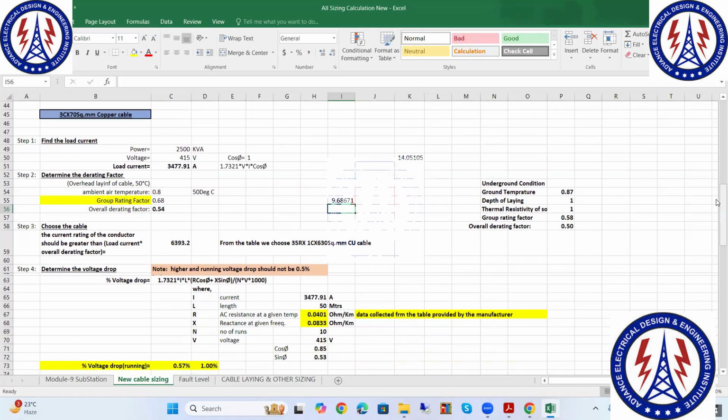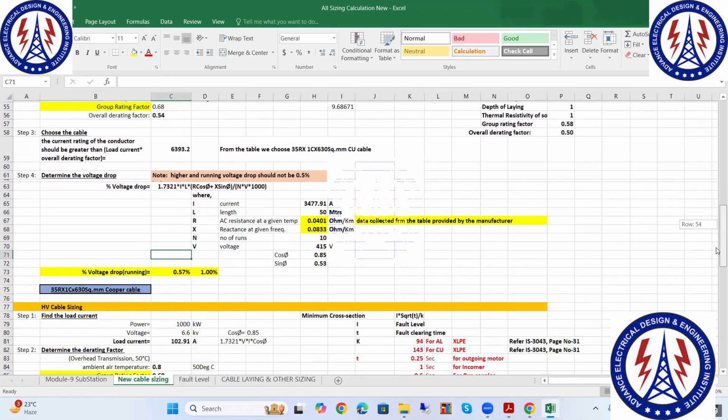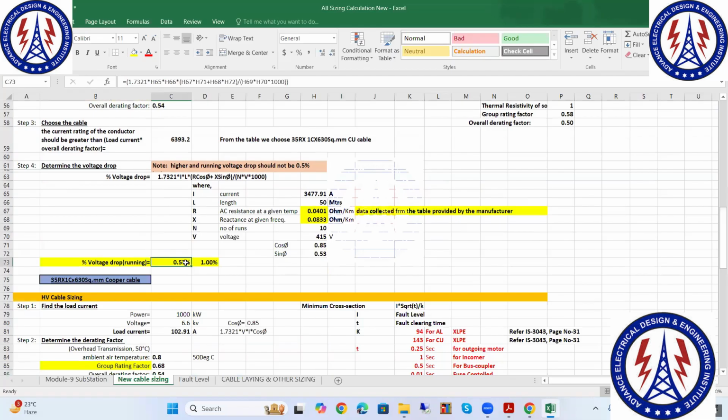Any question on this? Similarly, for the transformer voltage drop, there is no starting voltage drop problem because that is already considered in the transformer sizing. So only the running condition will be verified here. It is 0.57, and we have a limitation of 1%. So accordingly it is like this. Clear?